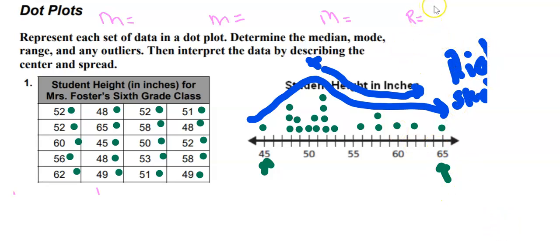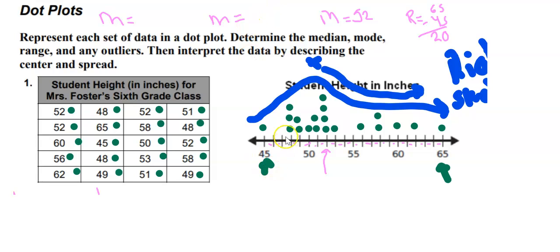So this one is 65 minus 45. 5 minus 5 is 0, and 6 minus 4 is 2. So our range is 20. That means that there are 20 numbers in between 45 and 65. So we go 1, 2, 3, 4, 5, 6, 7, 8, 9, 10, 11, 12, 13, 14, 15, 16, 17, 18, 19, 20. The mode is the number that we see the most. So we're going to look and see which of these numbers has the most dots, which is right here. And that is the number 52. So that is our mode.